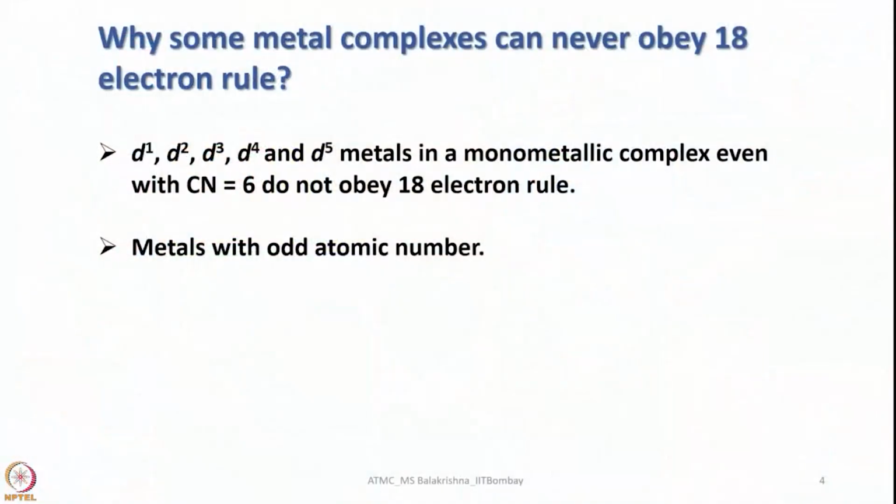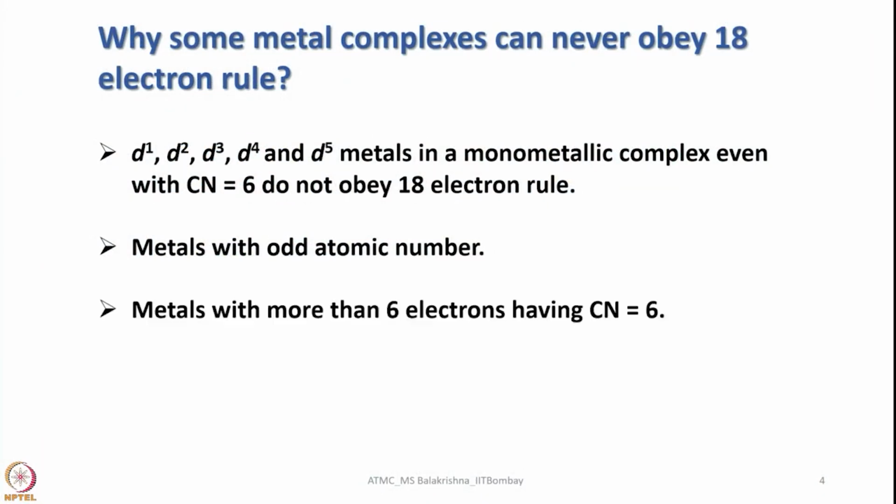And again, metals with odd atomic number can never obey the 18 electron rule. On the other hand, if metals have more than 6 electrons with coordination number 6, they also do not obey the 18 electron rule, because they will be having excess electrons, which we saw in the case of the hexaammine nickel 2+ complex. That means outer orbital complexes always have slightly excess electrons than the next inert gas. As a result, they are unstable and they do not obey the 18 electron rule.